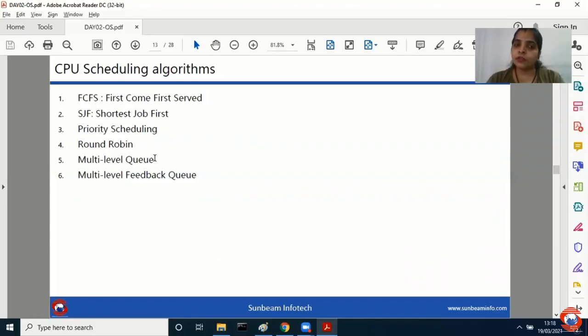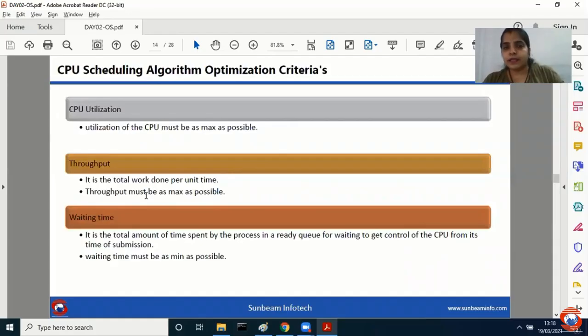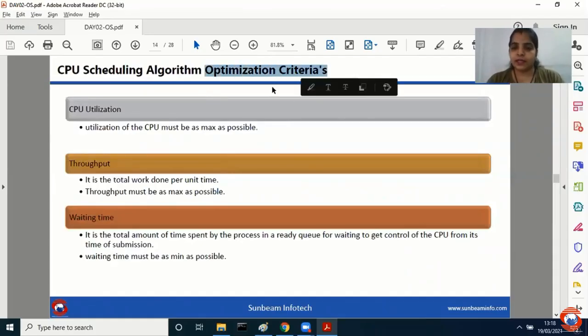But whenever we talk about algorithms, any algorithm, in that case there are some optimization criteria. For example, when I use any algorithm, how much is the CPU utilization? Utilization of the CPU must be as maximum as possible, otherwise if the CPU is idle, my processing will become slow.